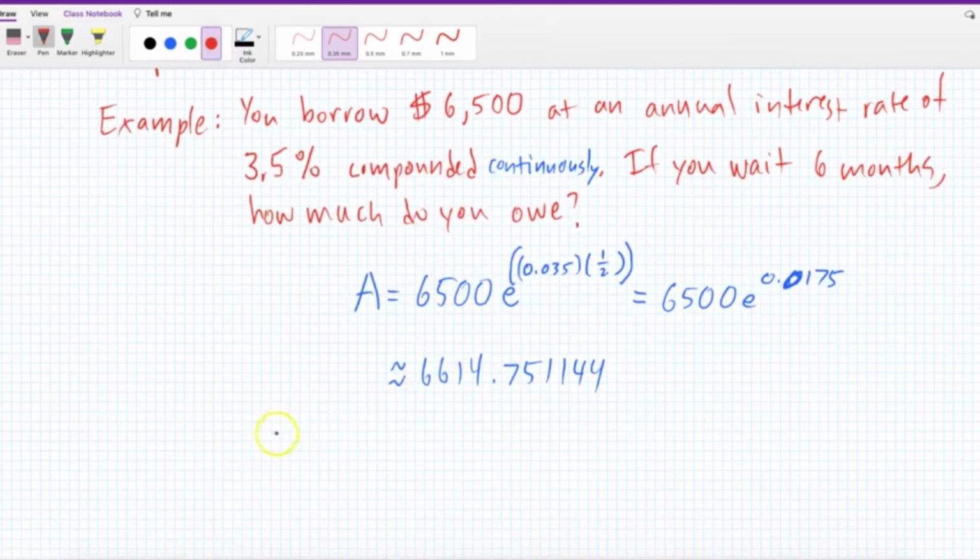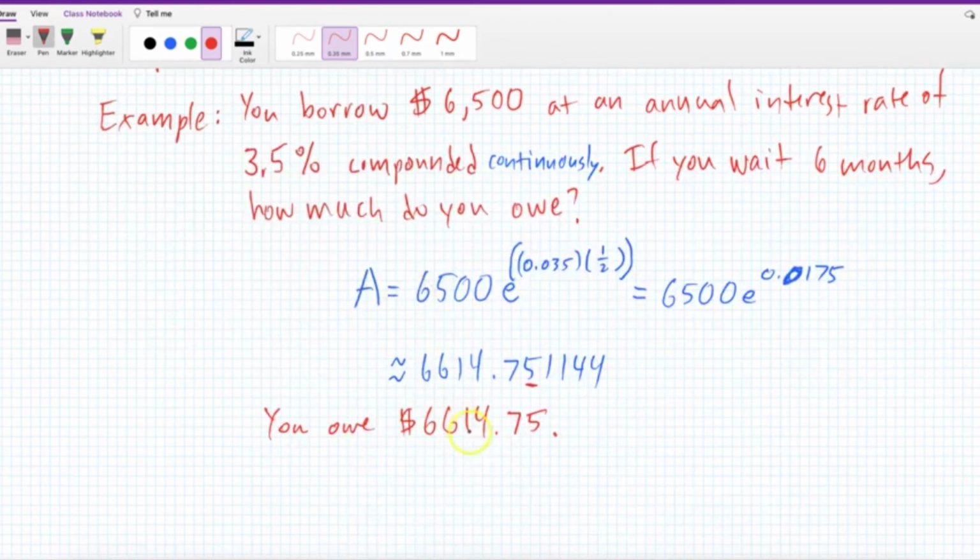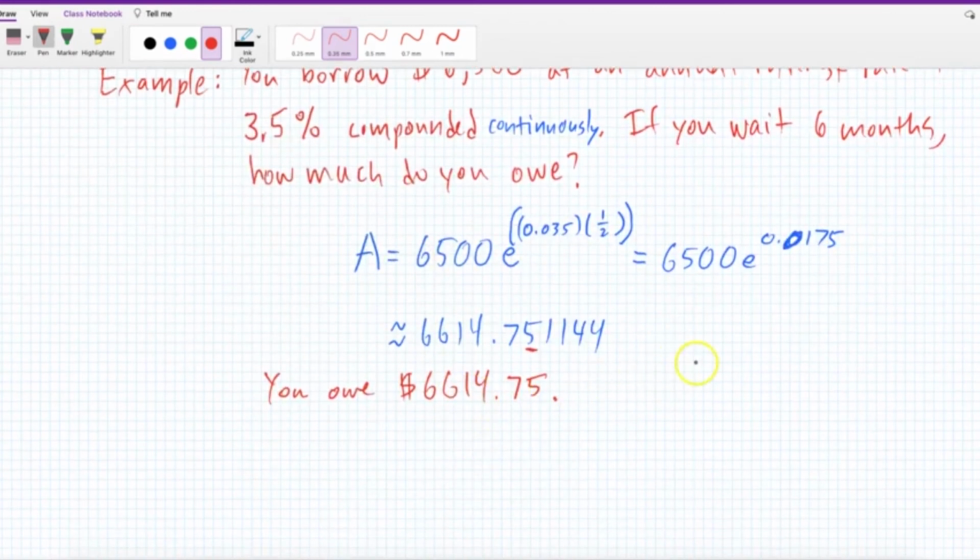And so the answer to our question, rounding it to the hundredths place again, is you owe $6,614.75. Okay, notice this isn't very different from what we had before, right? 58 cents, 75 cents, that's the only difference. It makes sense that it is a little bit more, because if you're compounding it more often, then you're going to have more of the interest gained on previously gained interest.